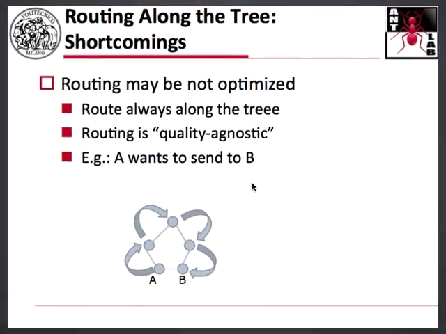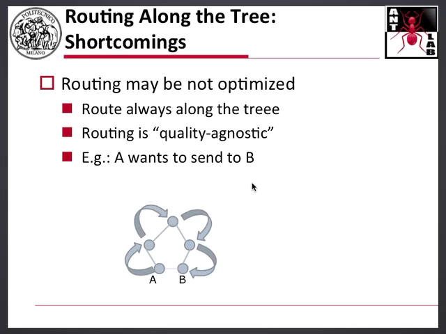Okay, so yeah, in this case you span 4 transmissions against the only one which you could span. So the tree-based routing is non-optimal from the point of view of the routes. You might have routes which are longer than needed. And more than that, this kind of routing does not take into consideration the quality of the link.